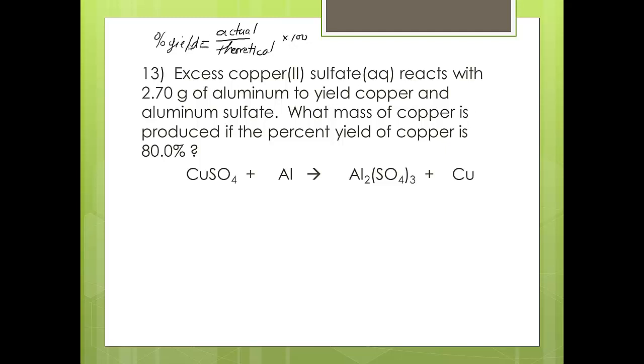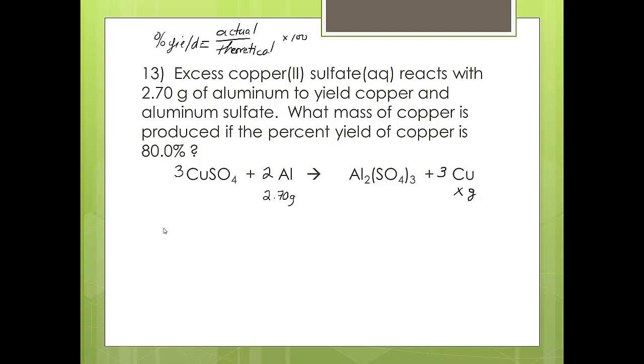So I still need to know 2 out of these 3. It gave me the percent yield. I want to know the actual, so I'm still going to have to calculate the theoretical. Then we'll just plug it into our formula. So what do I have to do? Balance your equation. My aluminum's 2. I have 3 sulfates, so that means I have 3 coppers. And this excess copper sulfate, when we see words like that, that means don't worry about it. You have more than enough copper sulfate to react with all the aluminum. I have 2.7 grams of aluminum, and I want to go to copper because it's asking about the yield of copper, so I'm going to go to grams of copper.